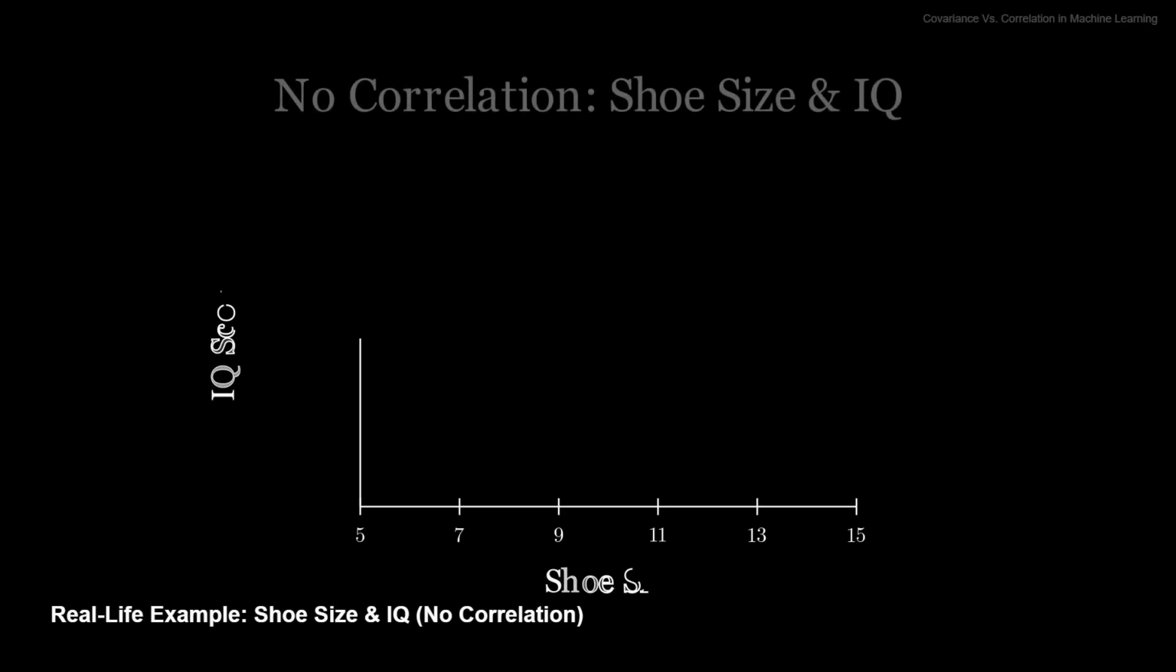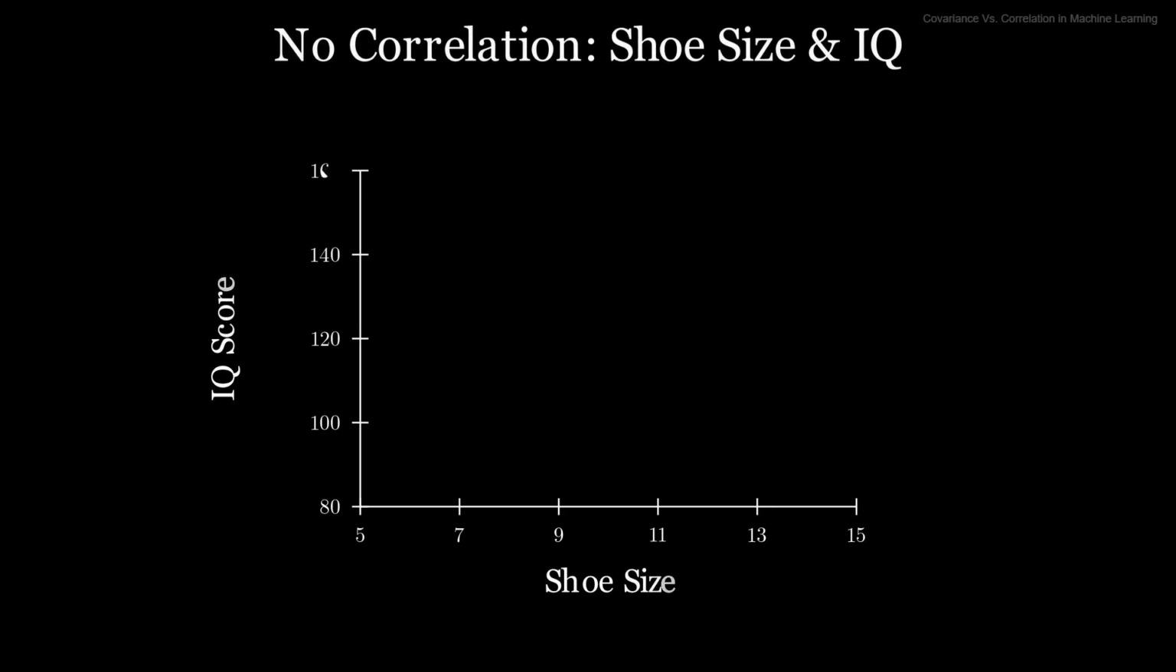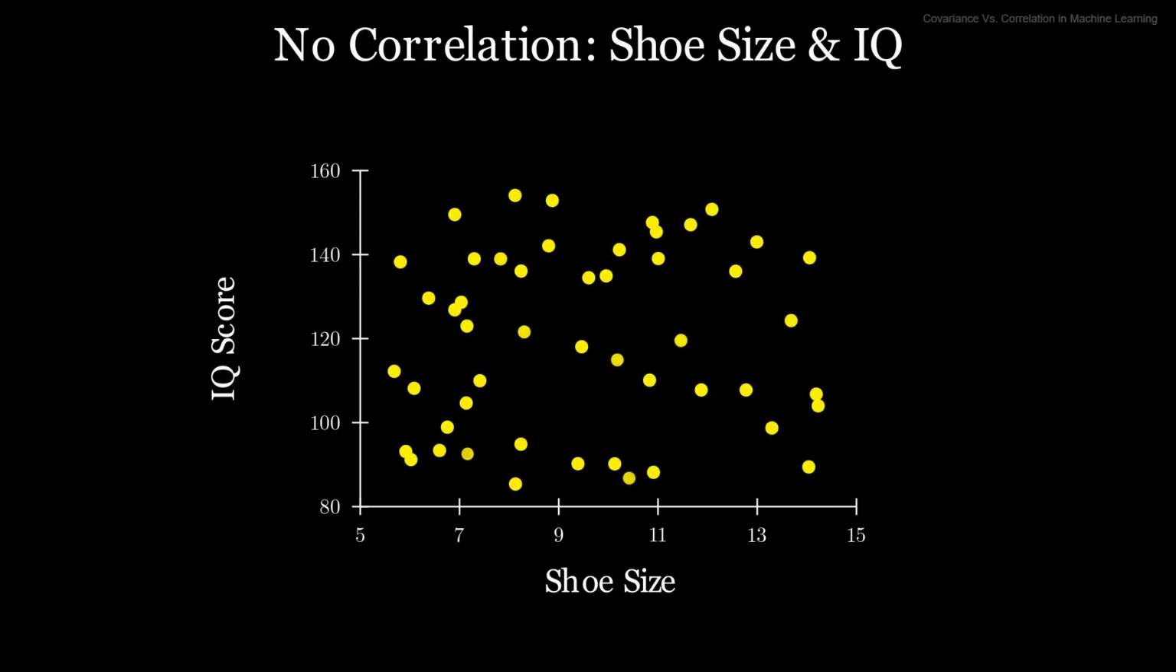Finally, an example of no correlation. Is there a relationship between a person's shoe size and their IQ score? Intuitively, these two variables are completely unrelated. If we plotted data for many individuals, the points would be scattered randomly, forming no linear pattern. The correlation coefficient would be very close to 0, like 0.05, telling us there's no linear relationship whatsoever.